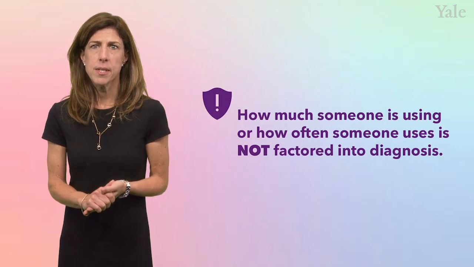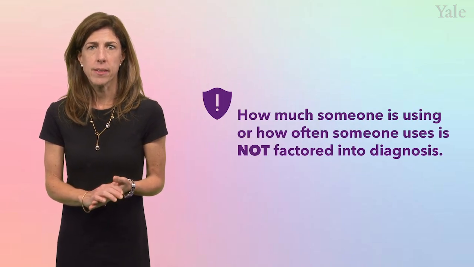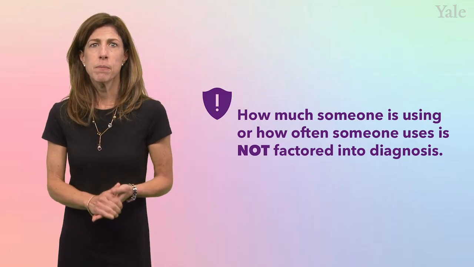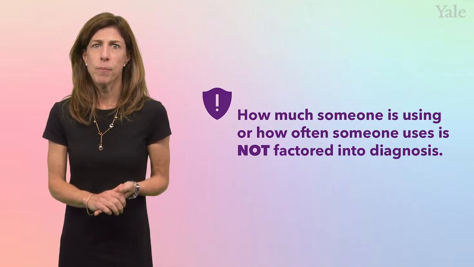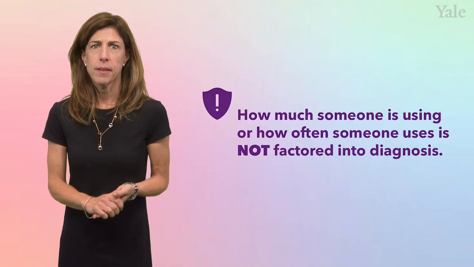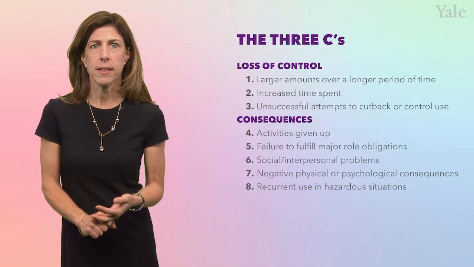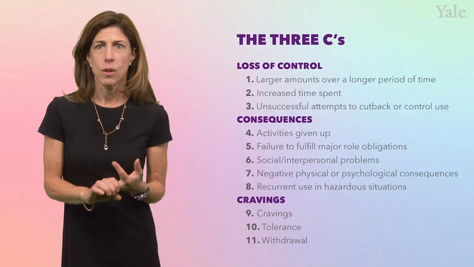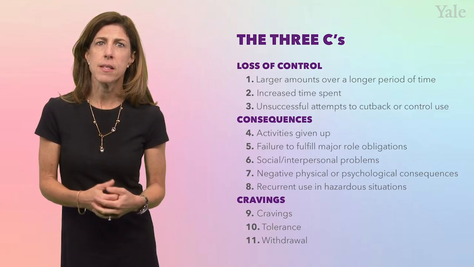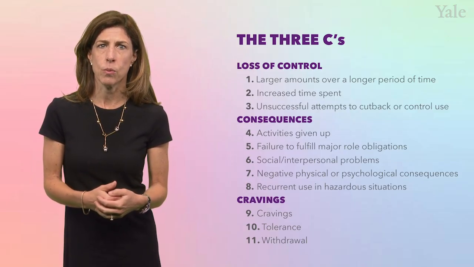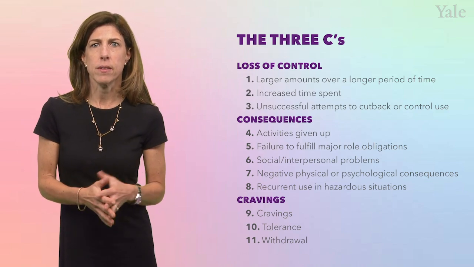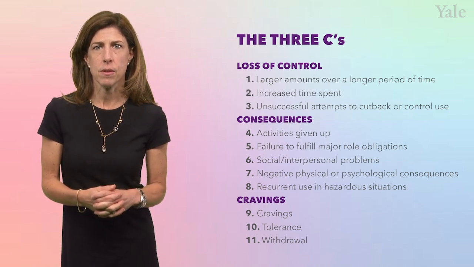How much someone is using or how often someone uses is not factored into diagnosis, but it will be important to understand the pattern of use to help the patient create a treatment plan. One way to keep track of the 11 different criteria is to group them into 3 categories called the 3 C's of addiction. These are loss of control, continued use despite negative consequences, and cravings. Within the cravings category, we place the 2 other physiologic signs of tolerance and withdrawal. These are the 3 physical signs that the body has adapted to the substance use.